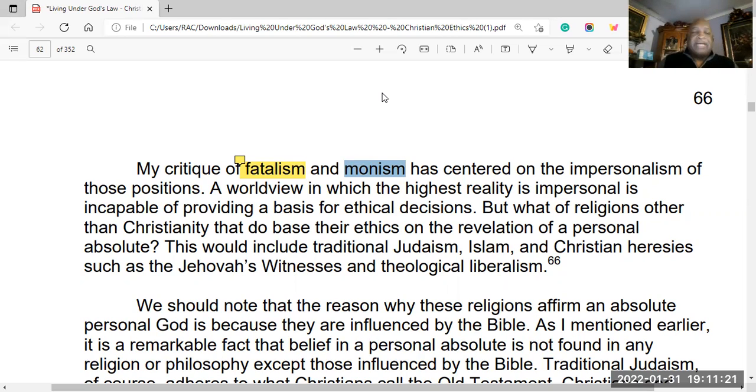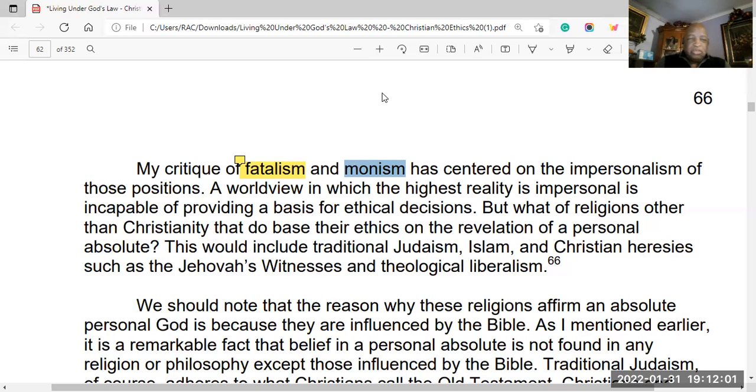Okay, look here. It says, my critique of fatalism and monism was centered in the impersonalism of these positions. A worldview in which the highest reality is impersonal is incapable of providing a basis of ethical decisions. I know this is a hard class. That's why I'm asking you to look up certain words and break them down for understanding, just a few words. If someone does two words, another person does two or three words, and this person does two or three words, we work together. So that was my idea behind this. We do this as a group and not as individuals.